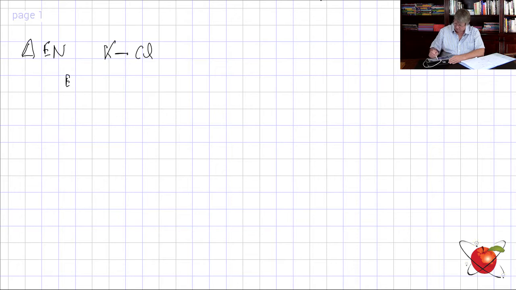Let's just go and have a look at the electronegativity of the chlorine. And we say, all right, chlorine is 3.0. Where did I find that number? Go to your periodic table, look next to fluorine. Fluorine has got a number of 4.0.